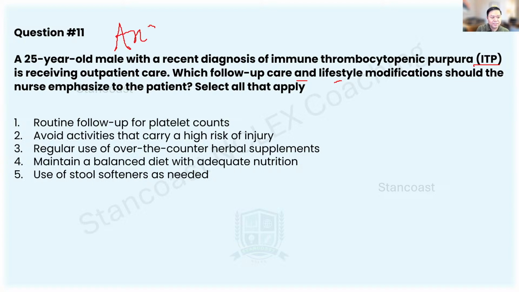Answers are 1, 2, 4, and 5. Routine follow-up for platelet counts is very important, so we will know for sure if the platelet count is improving or if there is disease progression of the ITP, in which case it will reveal that the platelet count is a lot lower. So this will be one of the correct answers. And then avoid activities that carry a high risk for injury. Of course, if that's already identified as unsafe for the patient, then we'll do that as well.